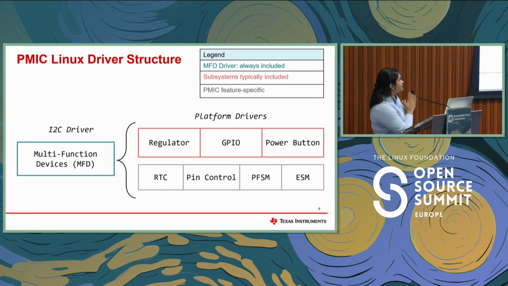Moving into the typical PMIC Linux driver structure. So as you can see on the left in blue, for the I2C driver, it's primarily using the multifunction device, MFD driver. And then in red are the typical platform drivers that are included with our PMICs, the regulator, GPIO, and power button. For the purposes of this presentation, the power button driver ends up being the same for all of the PMICs, so we're not even gonna talk about it. And then in gray are platform drivers that are included based on the PMIC's device features.